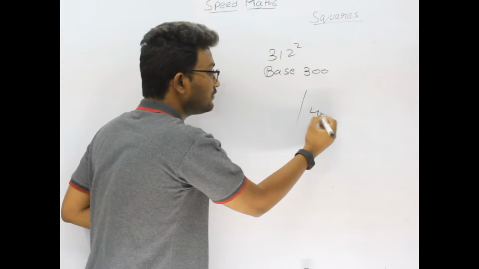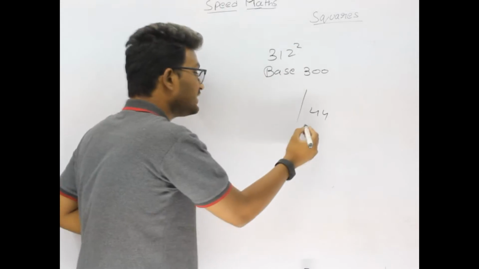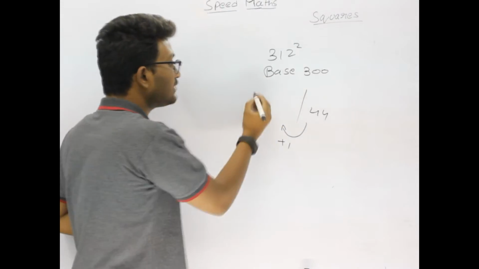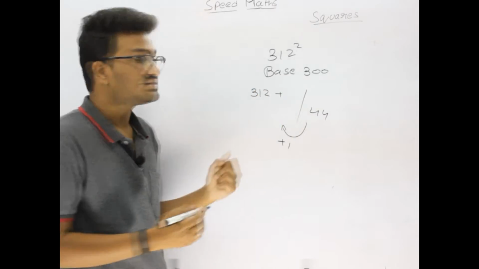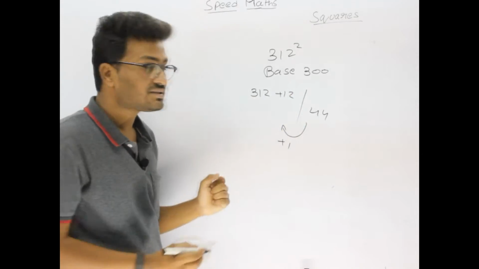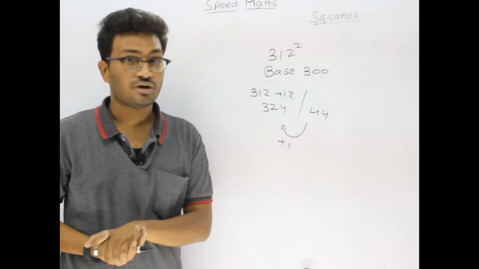12 square is 144. We should write 44, that is the last 2 digits, in part 2, and that extra one should be carry forwarded. Now what is part 1? Part 1 is the number 312 plus the distance. Distance is 12. So 312 plus 12 is 324. And now we are not yet done.